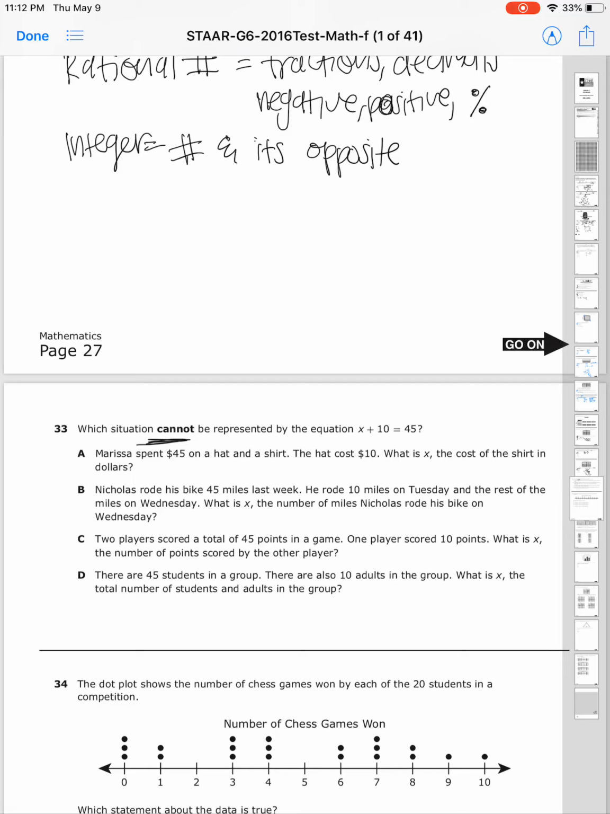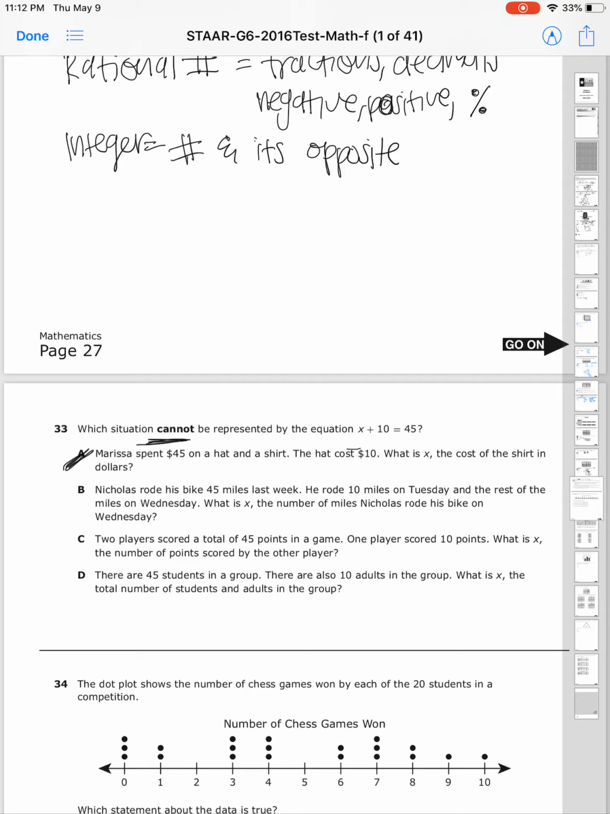So let's look at A. Marissa spent $45 on a hat and a shirt. The hat cost $10. What is X? Okay, so this can be used. So we're going to go ahead and mark this off, right? Because if I know that she spent $45 on a hat and a shirt, and the hat cost $10, right? Then the shirt would cost $35 because 35 plus 10 is 45.